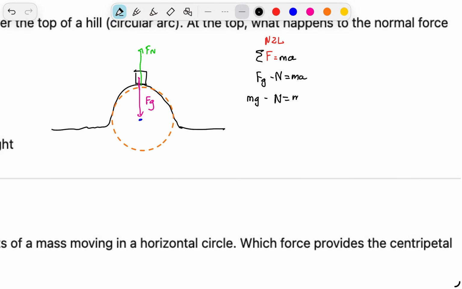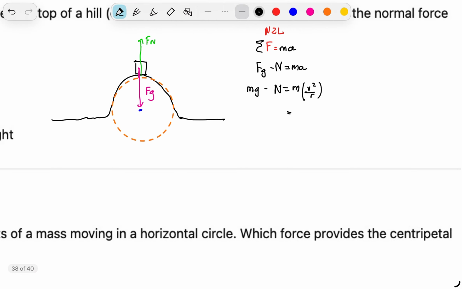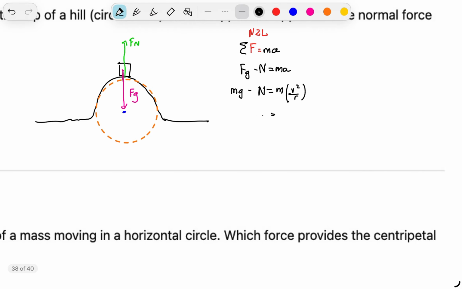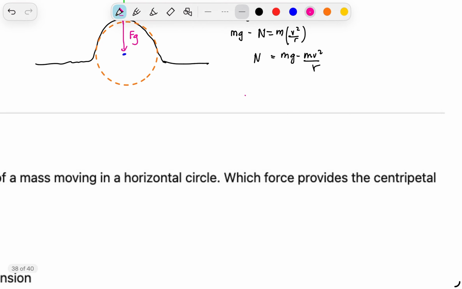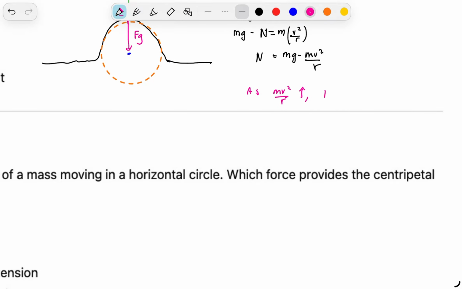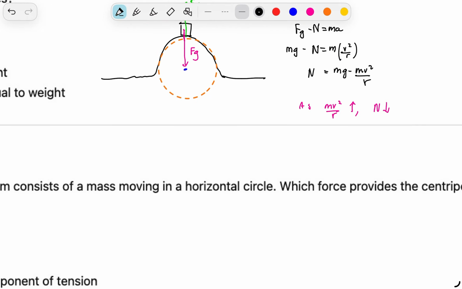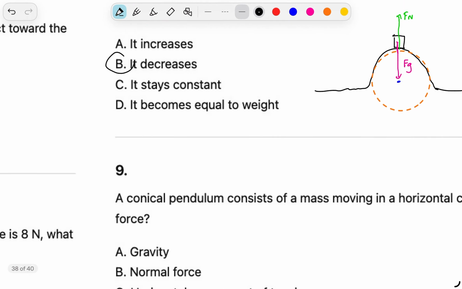Here we have mass, but we're going to have velocity squared over r. And that's our centripetal force equation. That's Fc. So if we isolate just N, that's going to be mg minus mv squared over r. So in this equation, as our mv squared over r increases, your normal force is going to decrease. That's because you're subtracting it from mg. So we're going to choose B, it decreases.